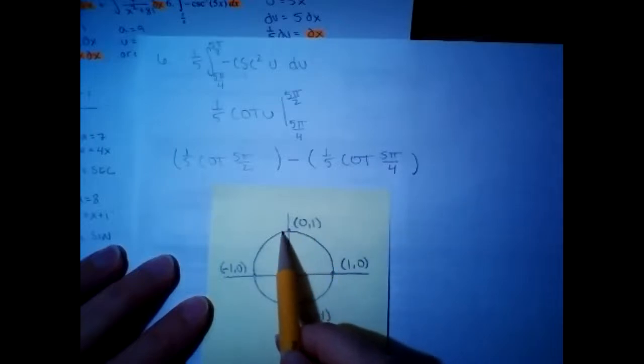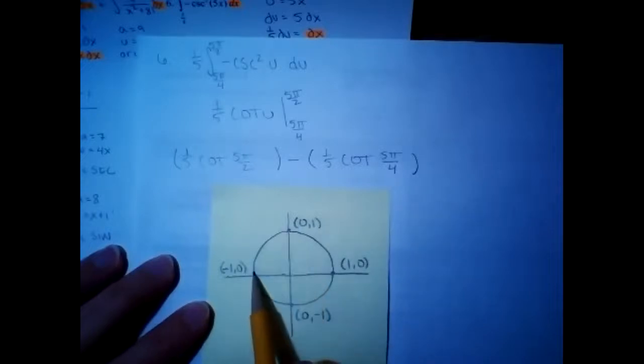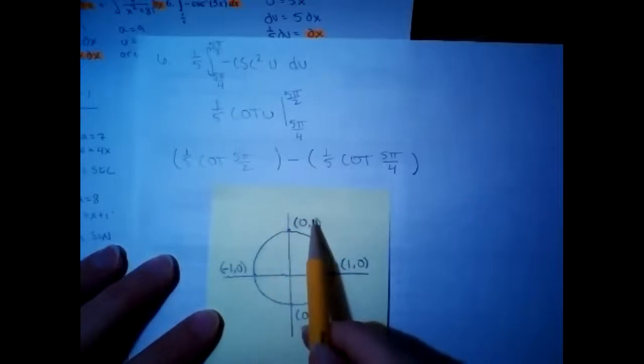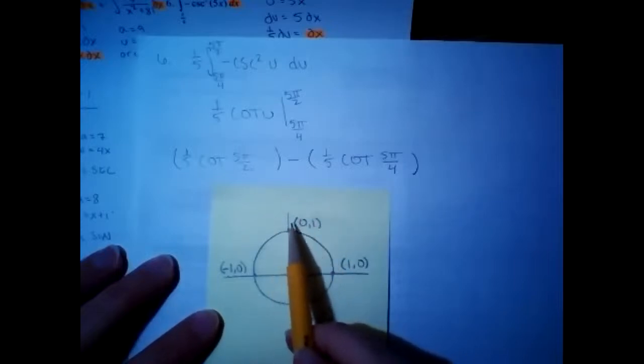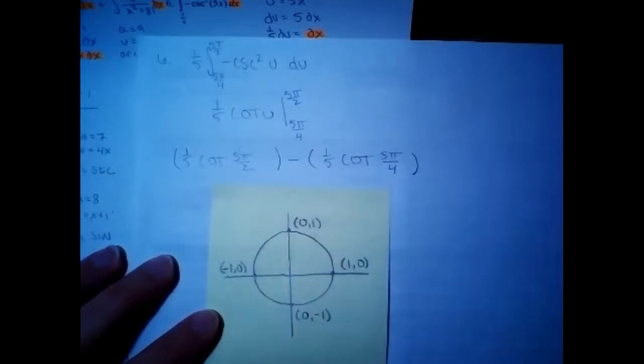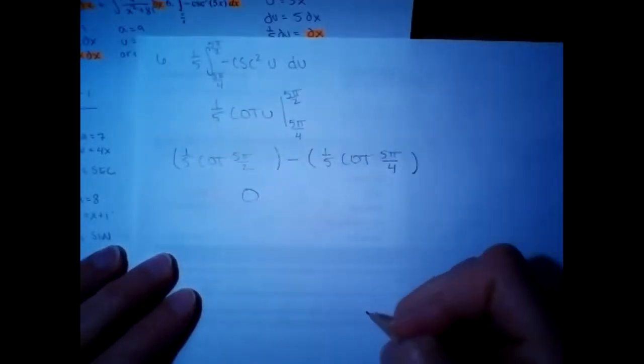So it's going to be in the same place as pi over 2. Let me count that out again. This is 1/2, 2 halves, 3 halves, 4 halves, 5 halves. So we're right here. Then you have to remember what cotangent is. Cotangent is x over y, so it's 0 over 1, which is just 0. So this entire thing is just going to be 1/5 times 0.